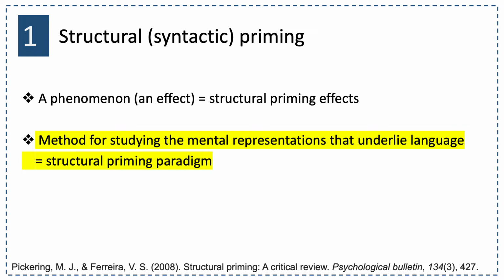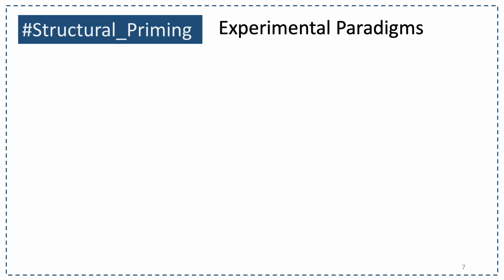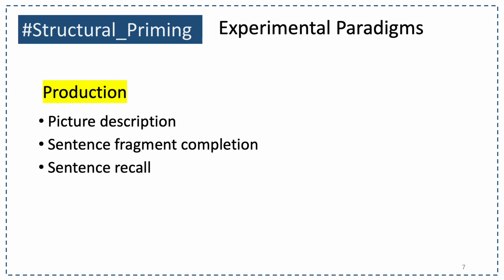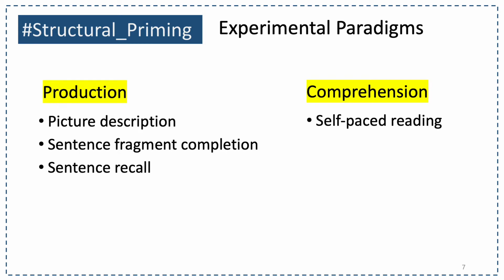So structure priming is a phenomenon of reusing the same structure as one that was previously heard or produced. Also, it is a method or paradigm for studying the mental representations that underlie language. When it comes to experimental paradigms, we can use several production tasks like picture description, sentence fragment completion task, and sentence recall task. Also, we can observe syntactic priming effects during comprehension, such as faster reading time in self-paced reading, and eye tracking.